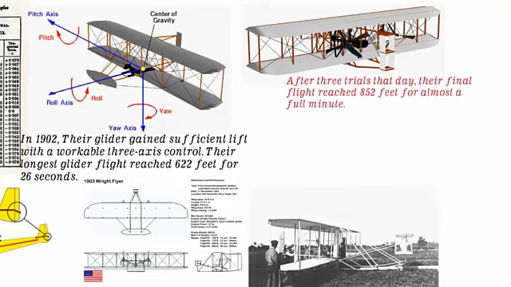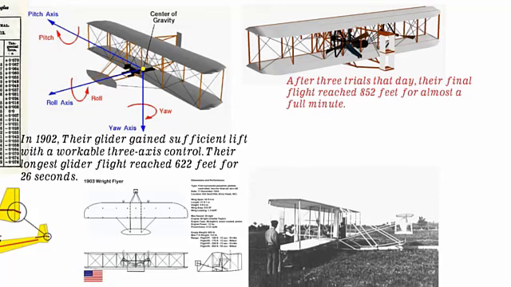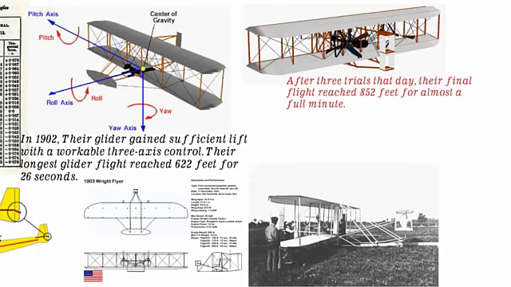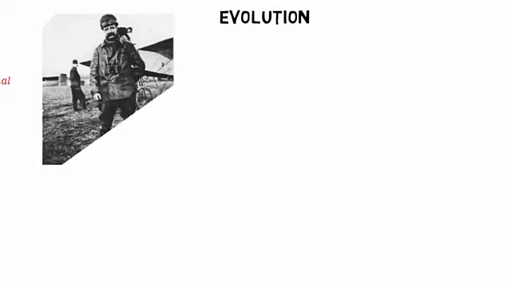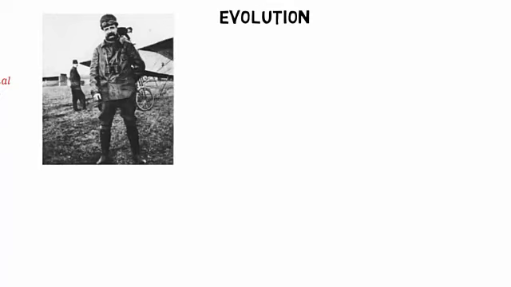In 1908, the Wright brothers developed the Wright Model A. Unlike its predecessors, the Wright Flyer 2 and 3, the Model A became the first to last an hour in flight. Evolution. Wilbur Wright's public demonstration in Europe impressed French aviation pioneer Louis Blériot.